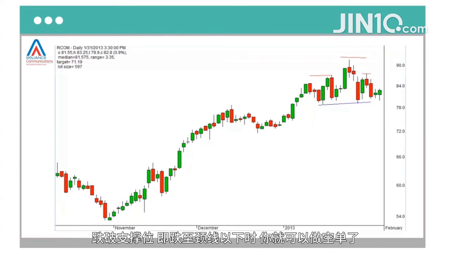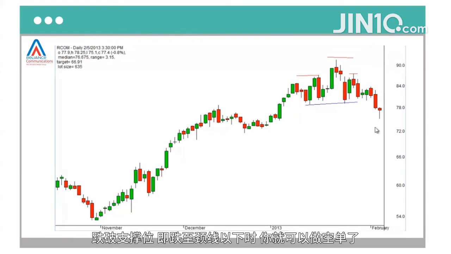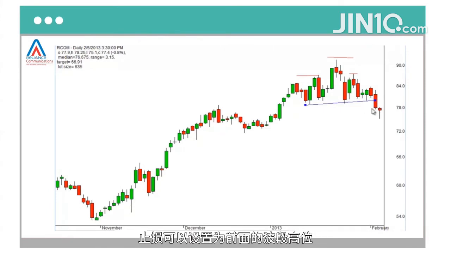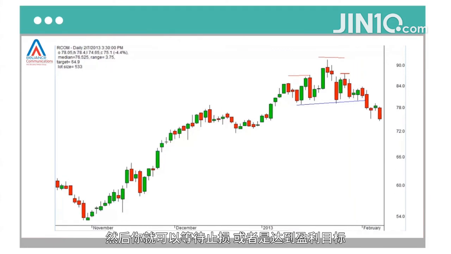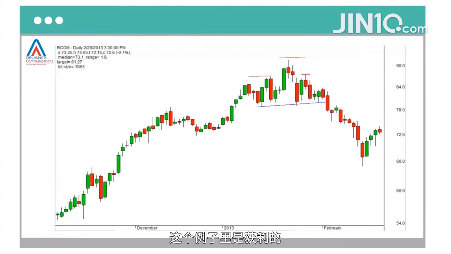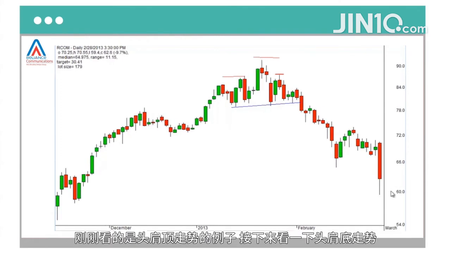As soon as this happens, you see, we've closed right below the neckline. That's where you short. And you guessed it, your stop loss is going to be the latest swing high. I'll mark that with a red. And that's it. You wait until you get stopped out or you meet your profit target. In this case, we've made a profit again. Now let's move on to a third example.